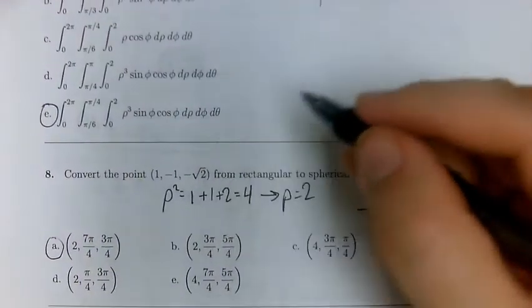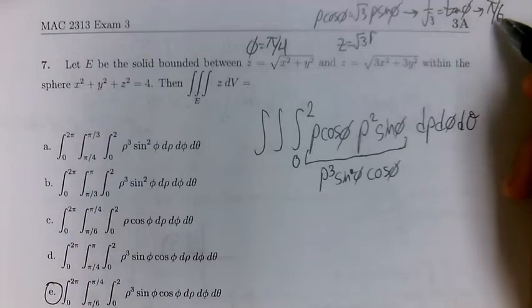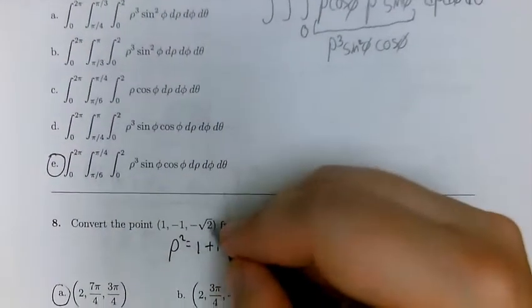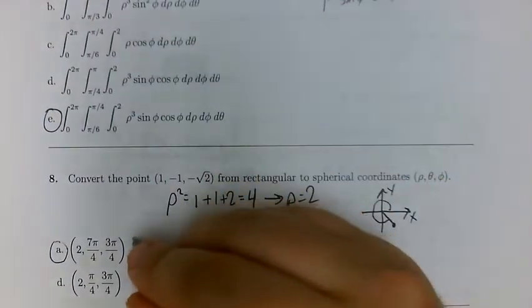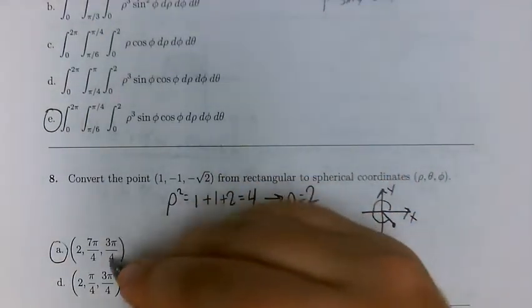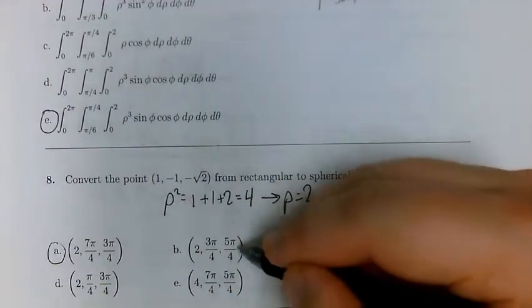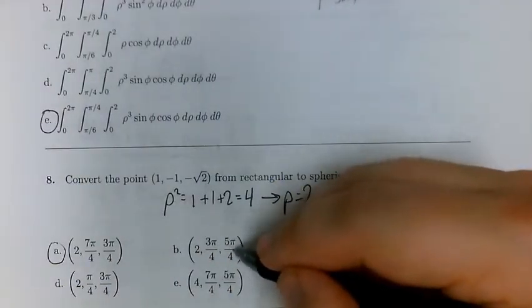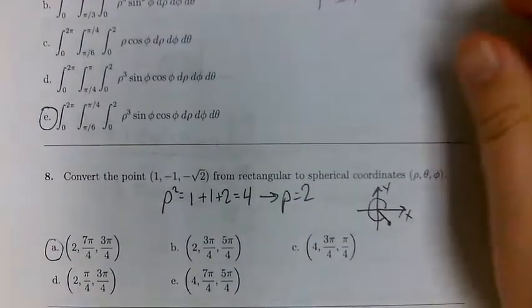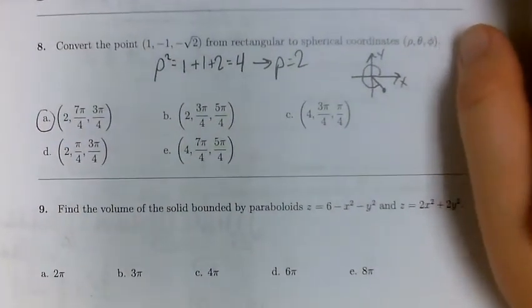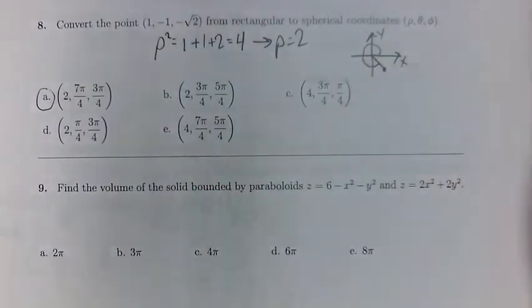And then finally, we could do something similar to the previous problem here. We figure out r and we figure out z, and that would help us get phi is 3 pi over 4. Although that was shared between these, and phi can't be bigger than pi, so we could have eliminated this one actually a bit earlier here. All right, so there we go. We're able to figure out this was 2, 7 pi over 4, 3 pi over 4.